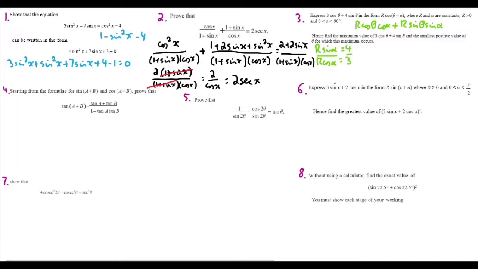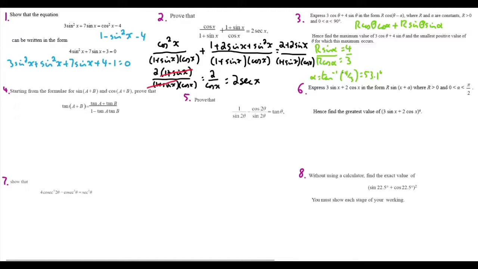R divided by r is just going to cancel, and sine alpha over cos alpha is going to equal tan alpha. So tan alpha equals 4 over 3. So alpha is going to equal tan inverse of 4 over 3, which, to 1 decimal place, will be 53.1 degrees.